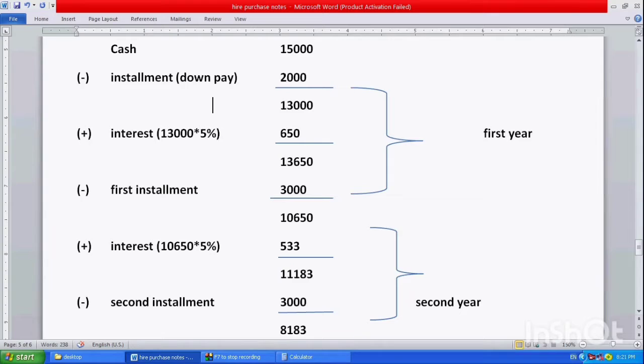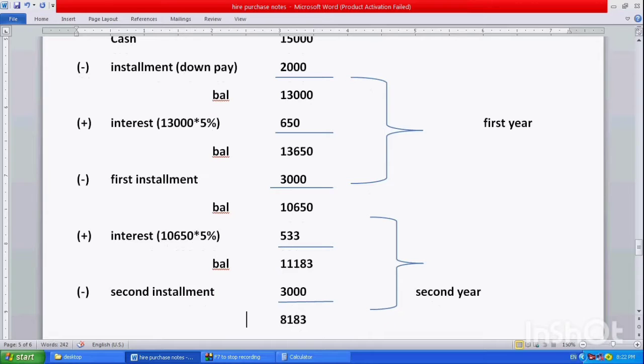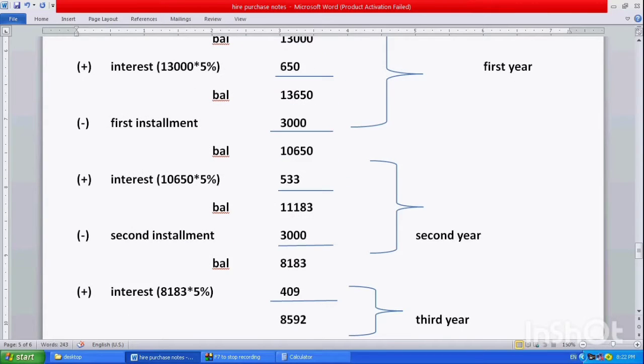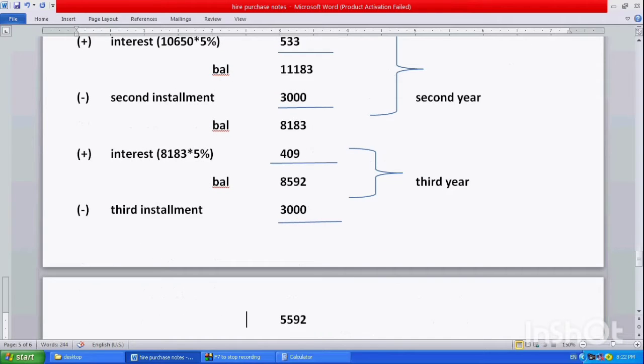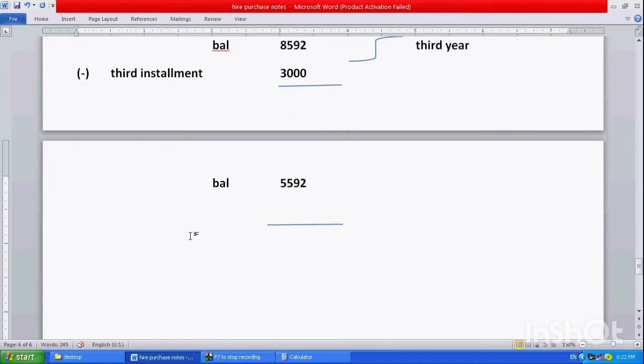If you like, you can write balance, or else you can leave it blank. I'm writing all the balances here. After interest there is a balance, and after deduction of the installment there is a balance. So now the balance is 5,592. Now add fourth year interest.